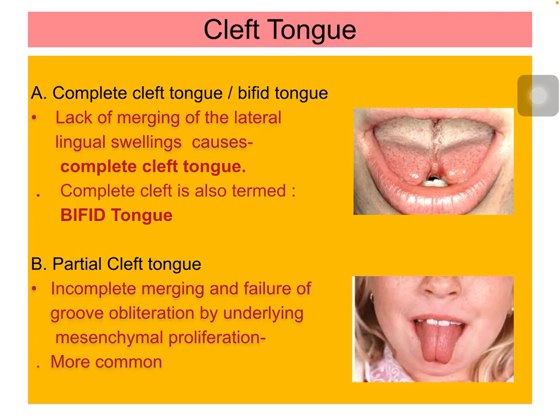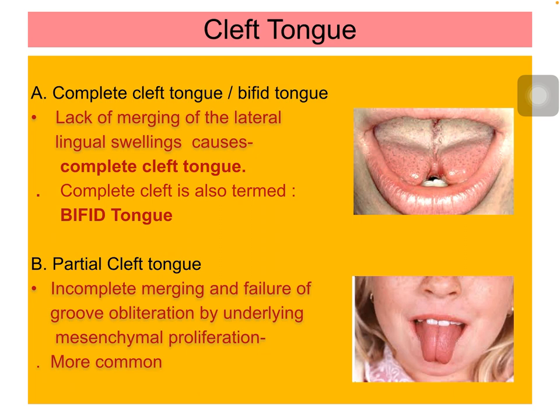Cleft tongue. Cleft tongue can either be a complete cleft tongue, also known as the bifid tongue, or a partial cleft tongue. Complete cleft tongue occurs due to lack of merging of the lateral lingual swellings, causing complete cleft tongue. It is also known as bifid tongue.